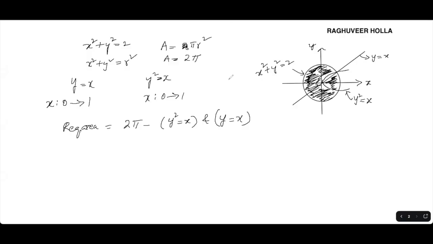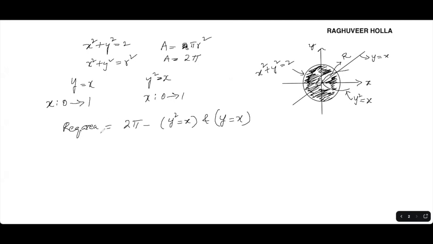So this is the figure. This is the circle x square plus y square is equal to 2. You have the straight line y is equal to x and the parabola y square is equal to x. This is the region which we are going to find.